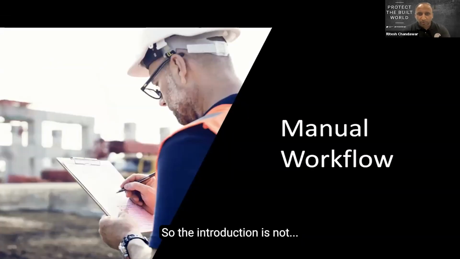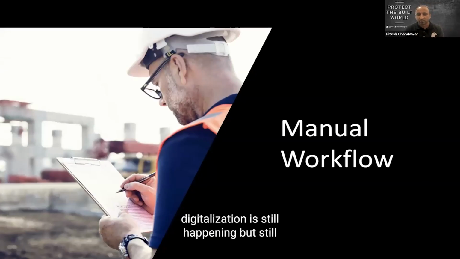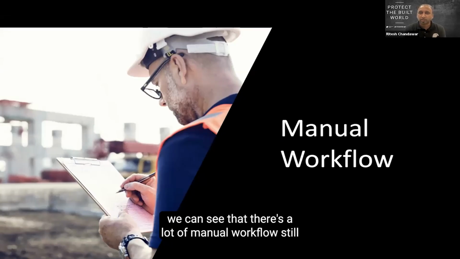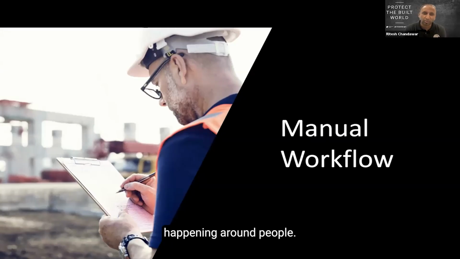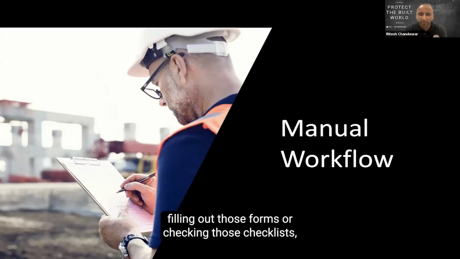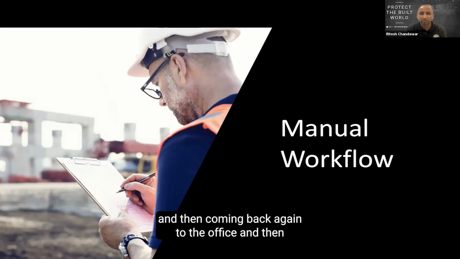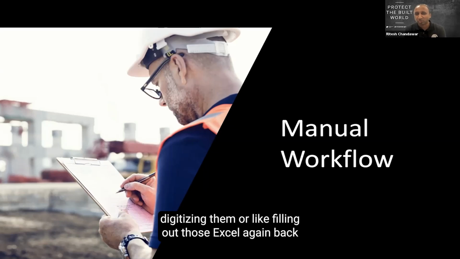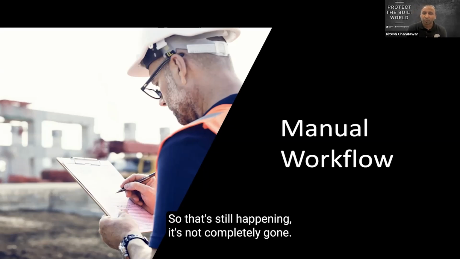So the introduction: let's understand how the inspection world has been until now. Digitalization is still happening, but we can see that there is still a lot of manual workflow around. Inspectors are still going into the field with pen and paper, sometimes printouts from an Excel document, and filling out those forms or checking those checklists. Then they come back to the office and digitize them, or fill out Excel again back in the office. So that's still happening.